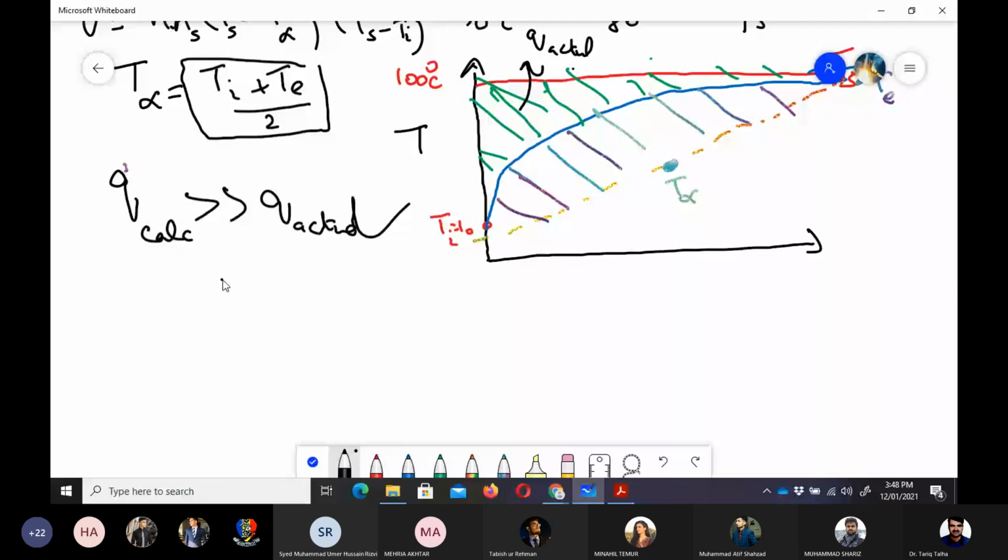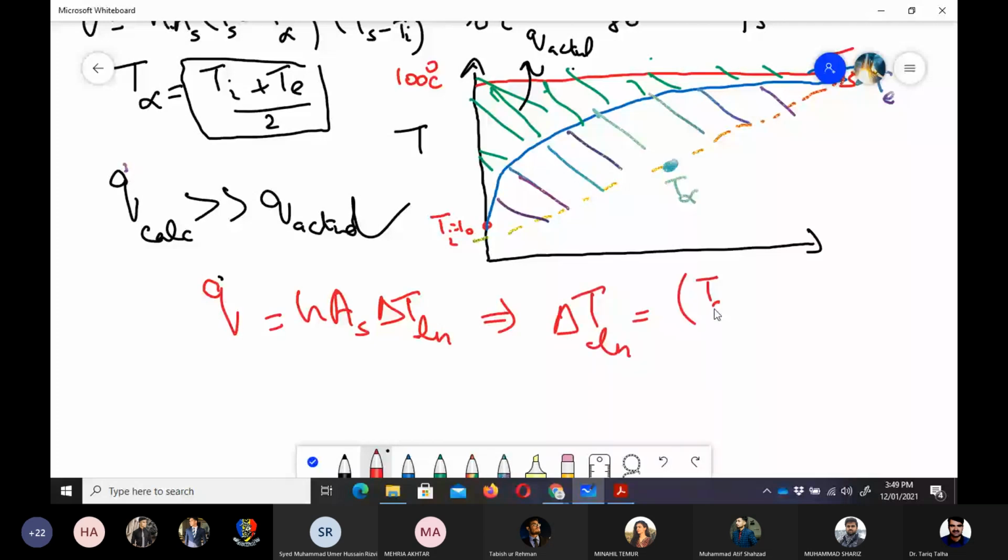Let me write it as Q = h A_s ΔT logarithmic. Okay, so what is ΔT logarithmic? Now I am going to write a few formulas. Don't worry about that. We are going to derive it in the next chapter. At the moment, you just take it as it is.